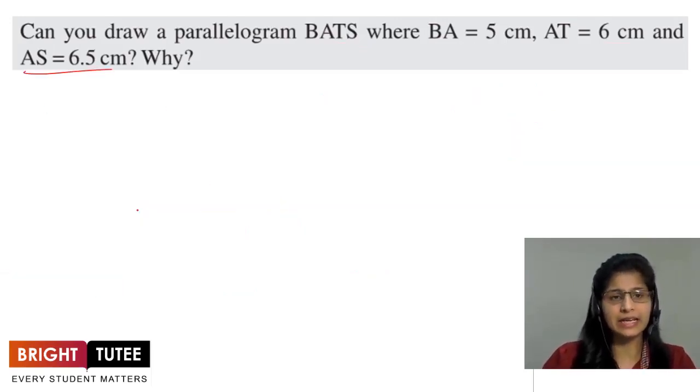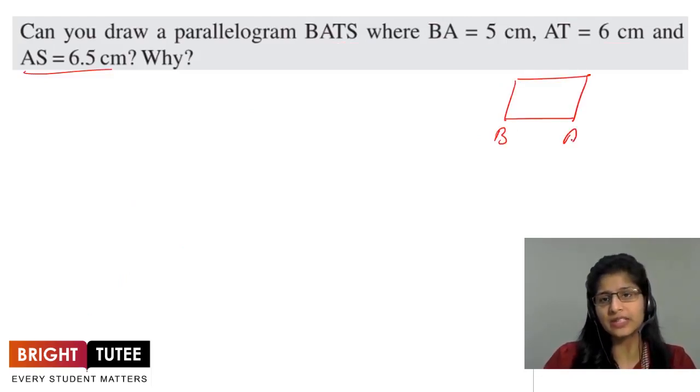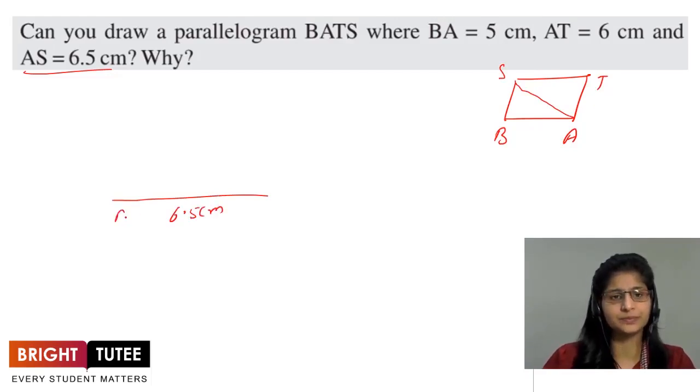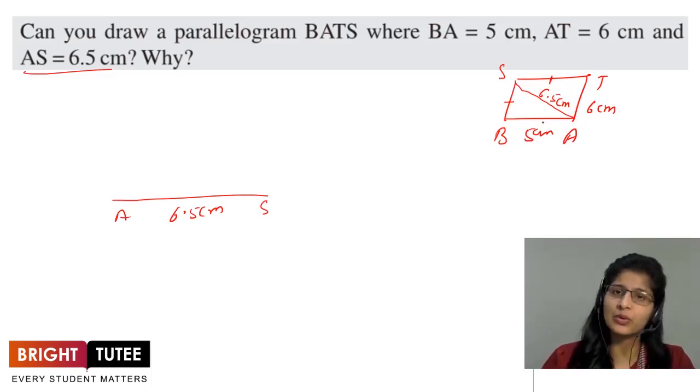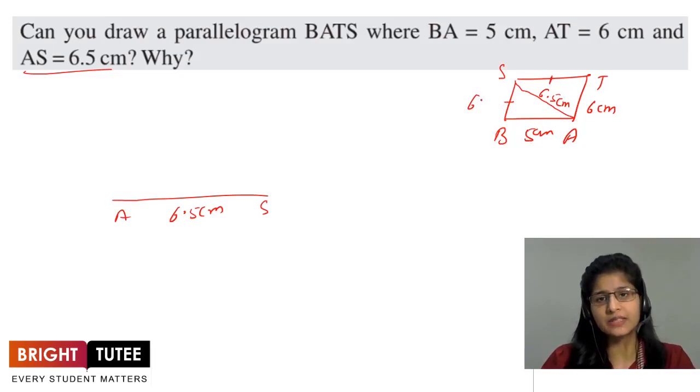So AS is the diagonal. Okay, but how do you come to know that? Every time you need to first draw the rough sketch that I have drawn here. AS is the diagonal. So draw AS as 6.5 centimeter. Now BA is given as 5 centimeter, AT is given as 6 centimeter, and AS is given as 6.5 centimeter. Now what about BS and ST? Because this is a parallelogram, the opposite sides are going to be equal. So if this is 6, this will also be 6, and if this is BA, that is 5 centimeter, ST will also be 5 centimeter.